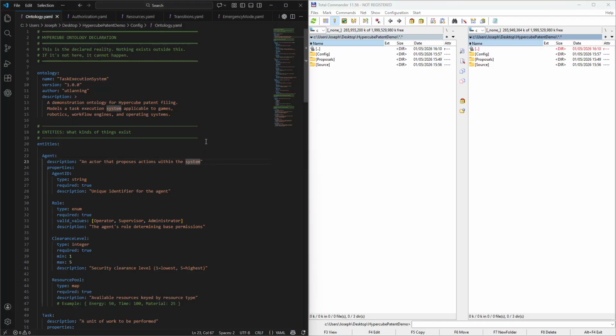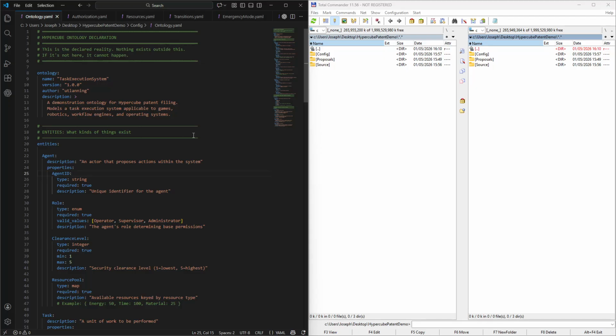Hypercube is an ontology-forward, rule-authoritative, state space adjudication engine. I am going to build a working Hypercube from scratch, demonstrating the core concepts. Those core concepts are ontology declaration, domain partitioning, frame overlays, and the macro pull micro filter adjudication process.